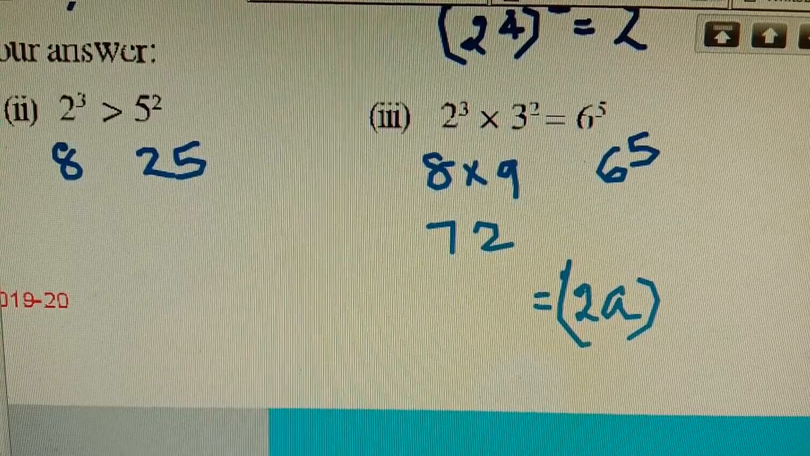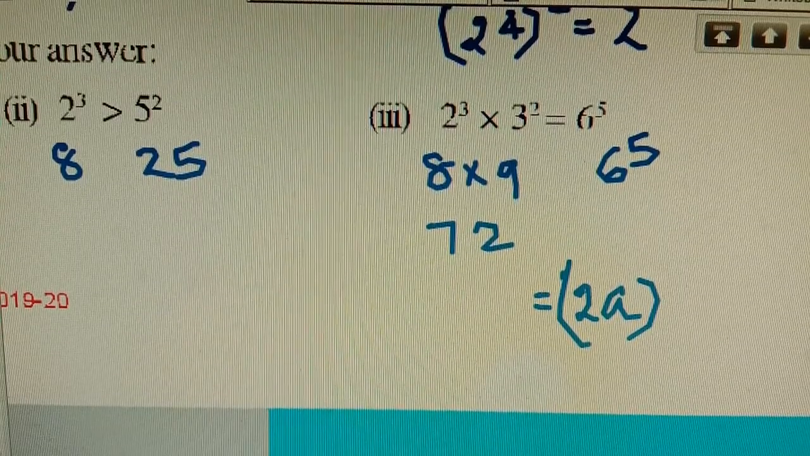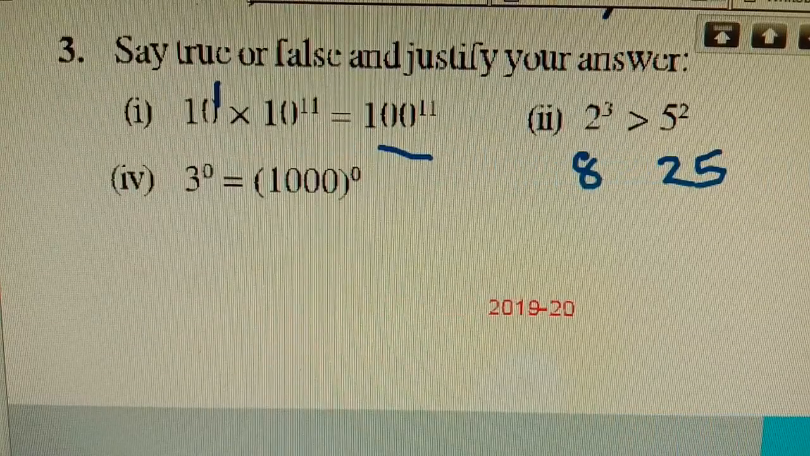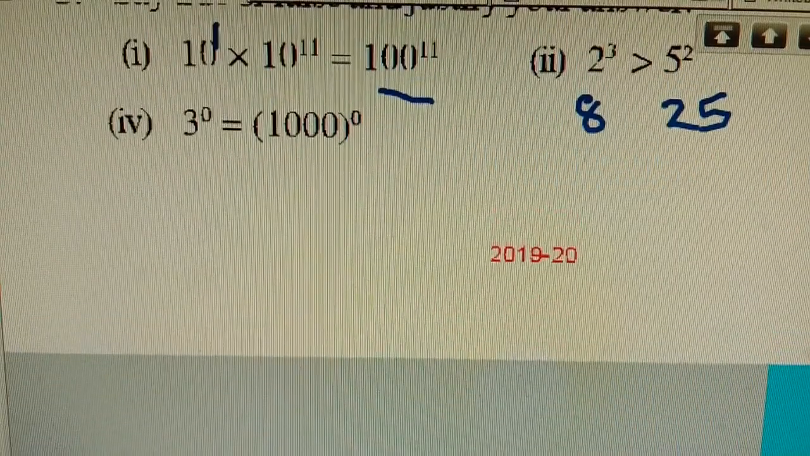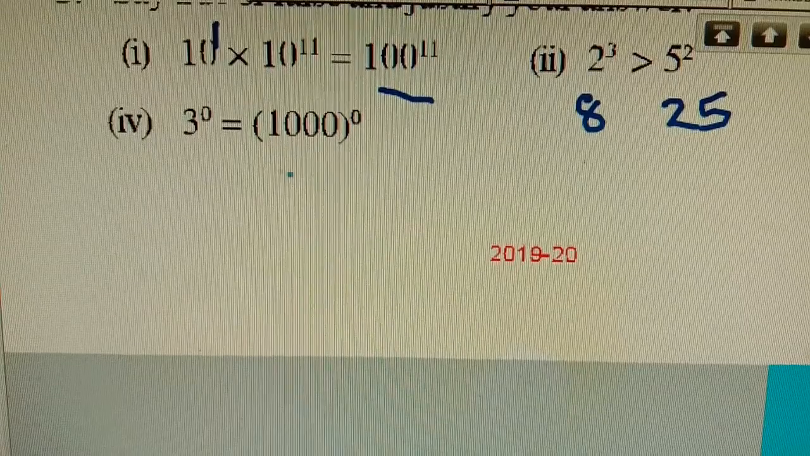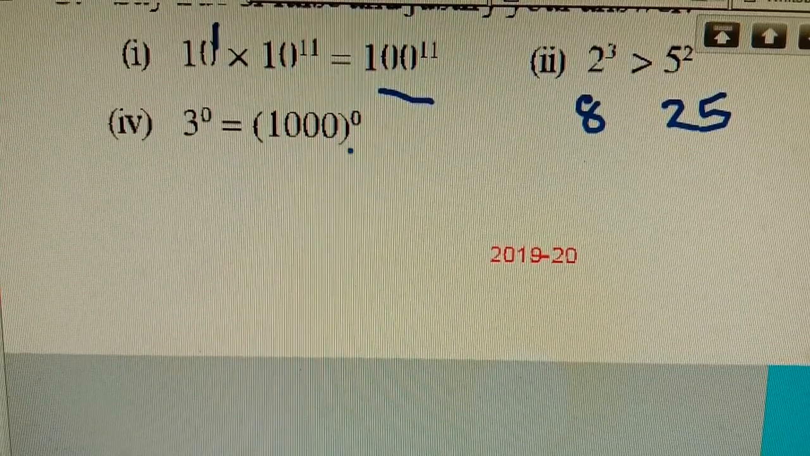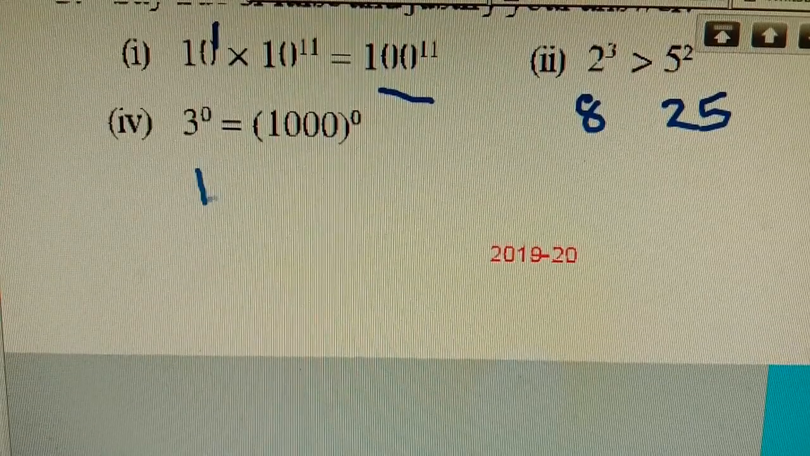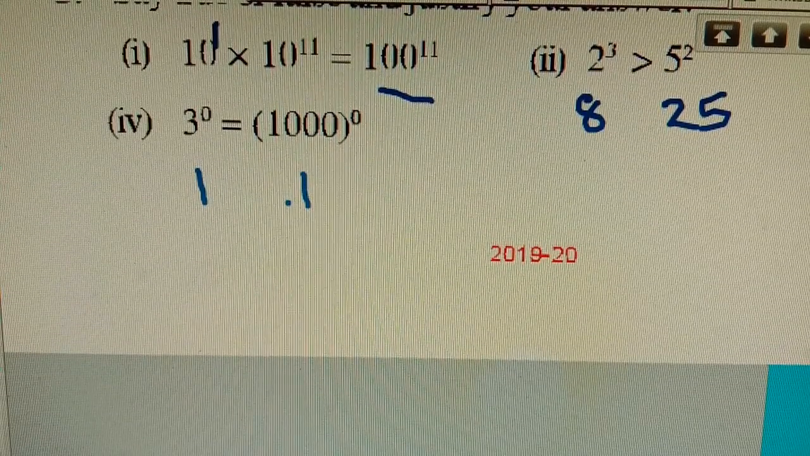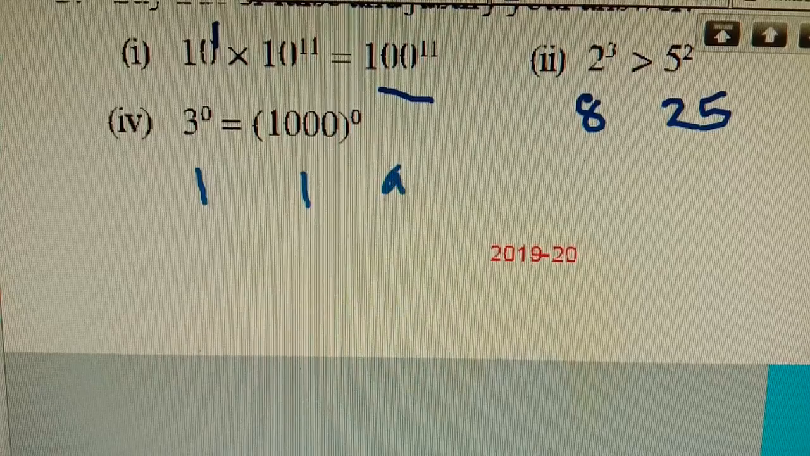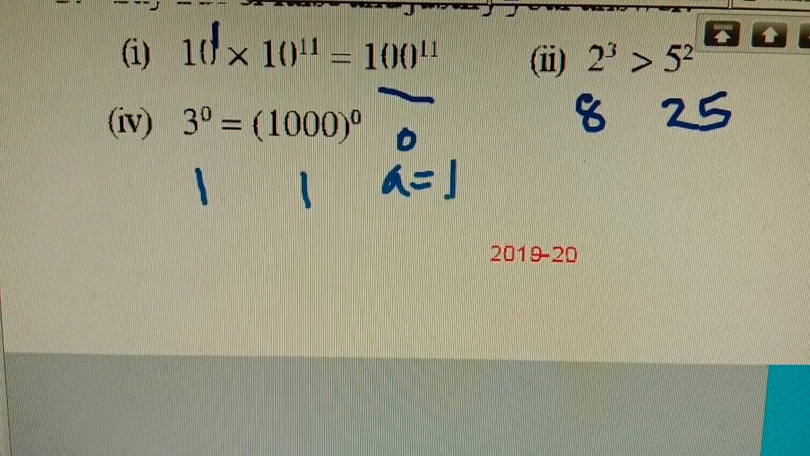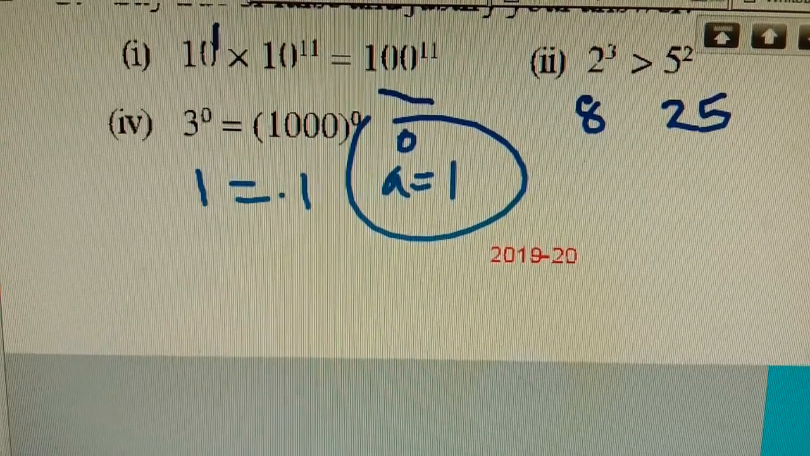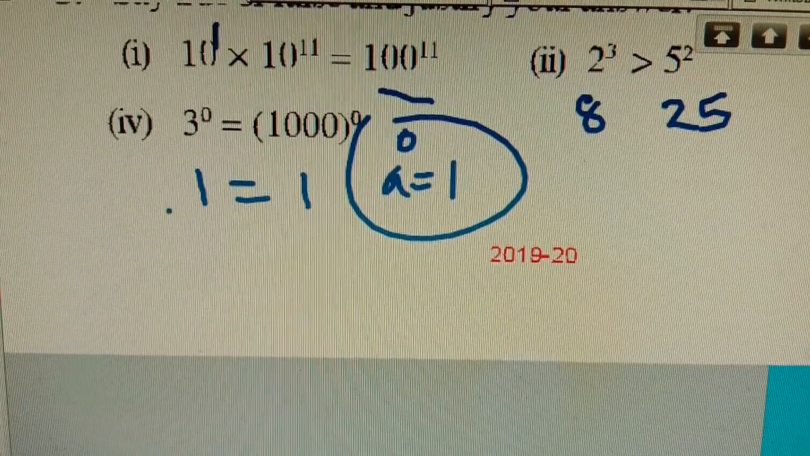Here it asks is it true or false, then you should give the reason also, not only true or false. In exam time you should give the reason. Now next one, 3 to the power of 0 is equal to 1000 to the power 0. Is it true? Yes, because 3 to the power of 0 is 1, and 1000 to the power 0 is also 1. Because any number to the power 0, a to the power of 0 is 1, that is the law. So here the two sides are 1, so that is equal. So that statement is true.